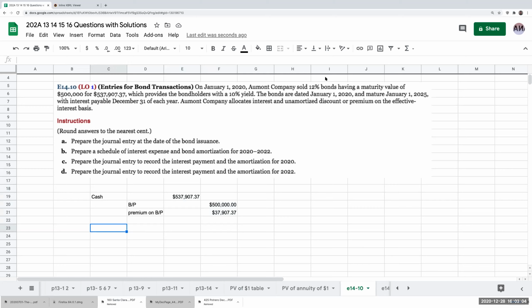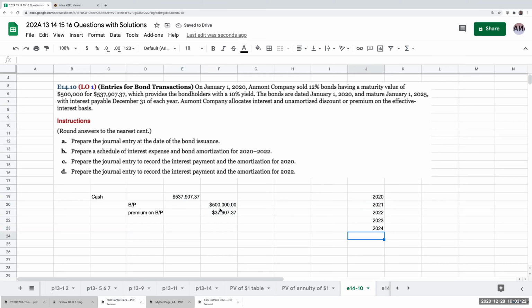Okay. So the next thing we need to do is the interest being paid at December 31st. And actually, I made a mistake here. The bonds are dated January 1st. They mature on January 1st, 2025. So 2020, 2021, 2022, 2023, 2024. So this is a 5-year bond.